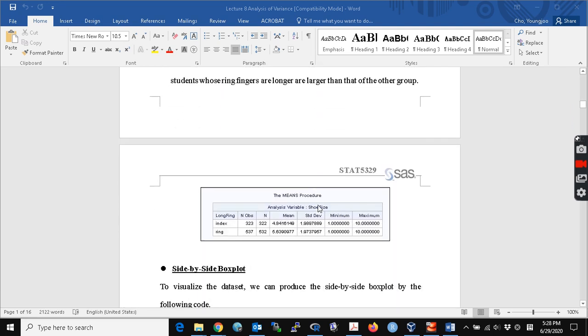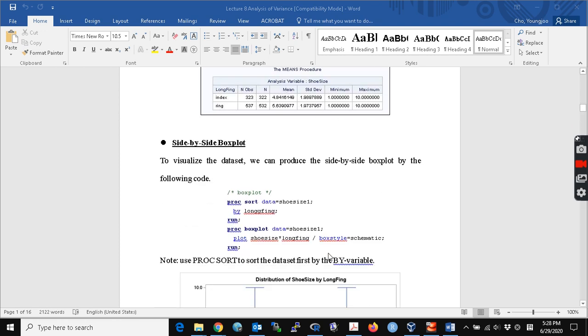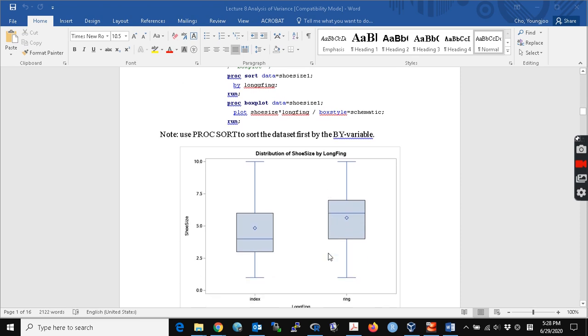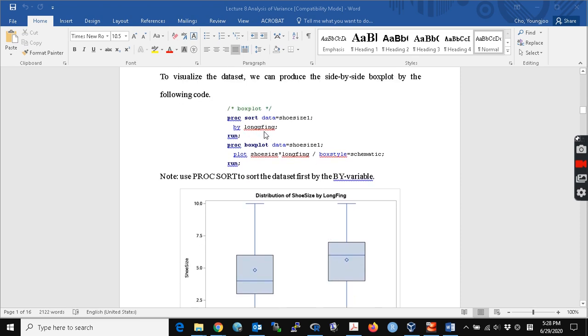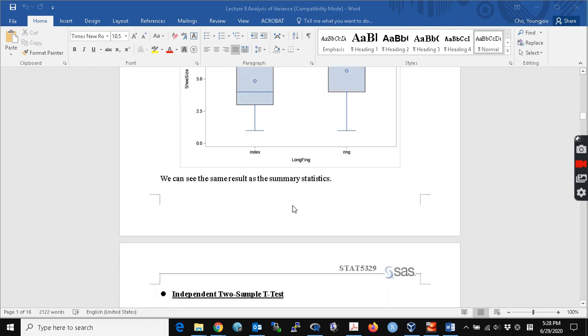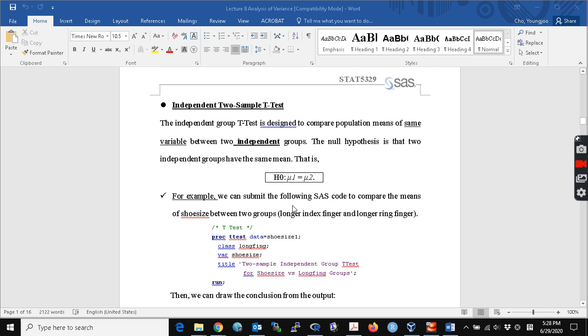In this case, we use the proc means procedure. We can get the mean within the index and ring groups, the standard deviation, and the minimum and maximum. And we can create a side-by-side box plot. We can use proc sort first by long thing, and then make a plot of shoe size by long thing, using the box plot procedure.